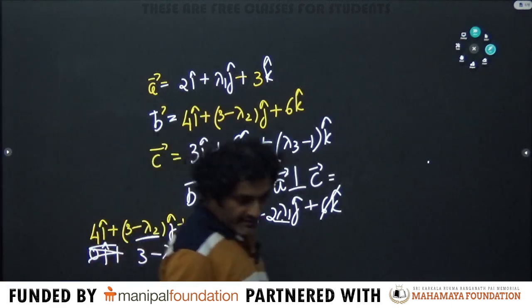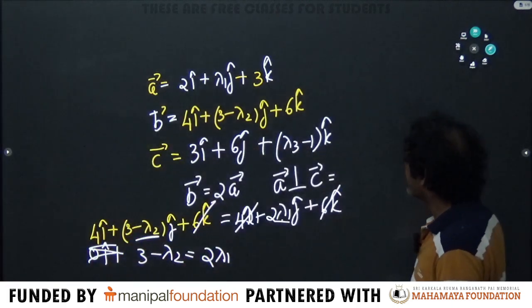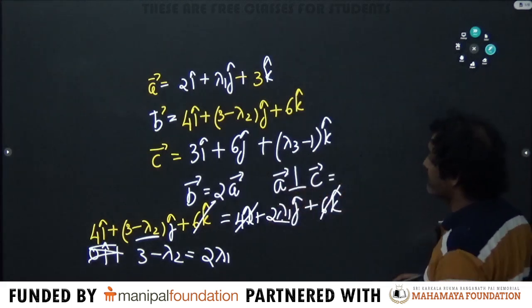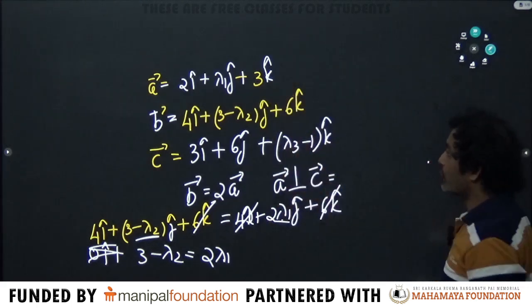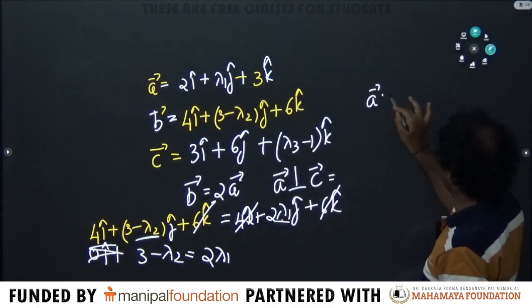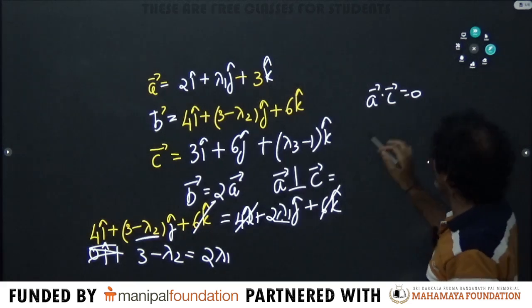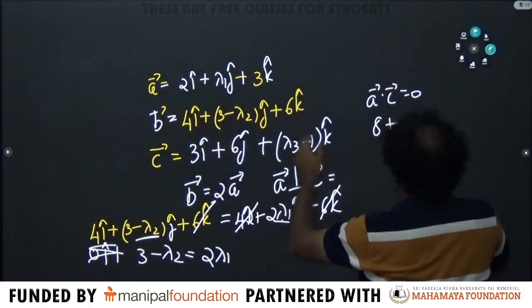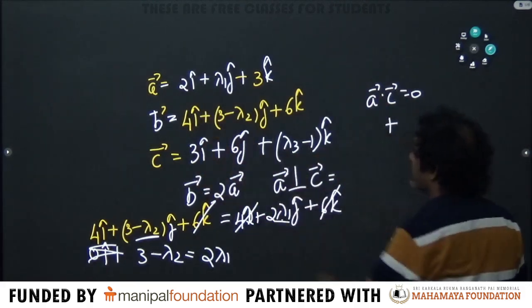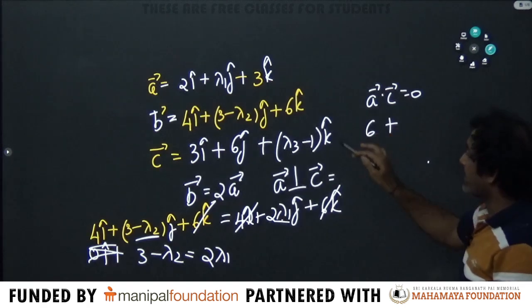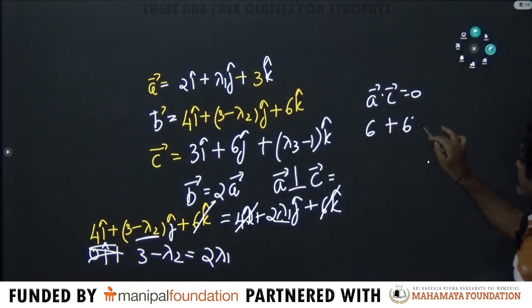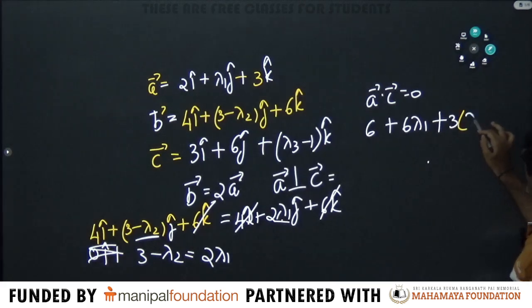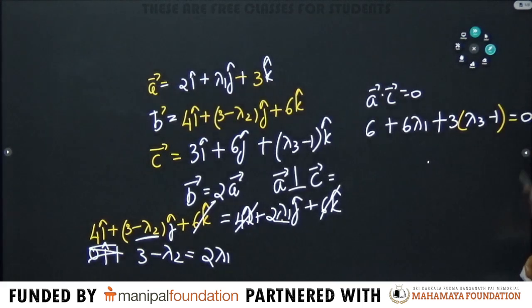Is that okay? And now they are telling A vector is perpendicular to C vector. That means the dot product of these two should be 0. A vector dot C vector should be 0. That is 2 into 3 is 6, plus 6 lambda 1, and here it will be 3 into lambda 3 minus 1 should be 0.